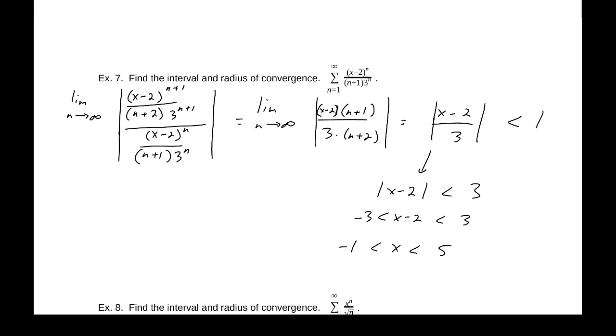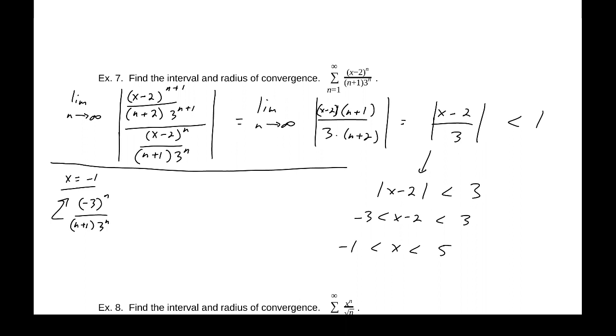Okay, so our interval of convergence is between -1 and 5. Now what we have to do is evaluate the endpoints. What if x is -1? If x is -1, then our series is (-3)^n over (n+1) times 3^n, which is equivalently (-1)^n over n+1.